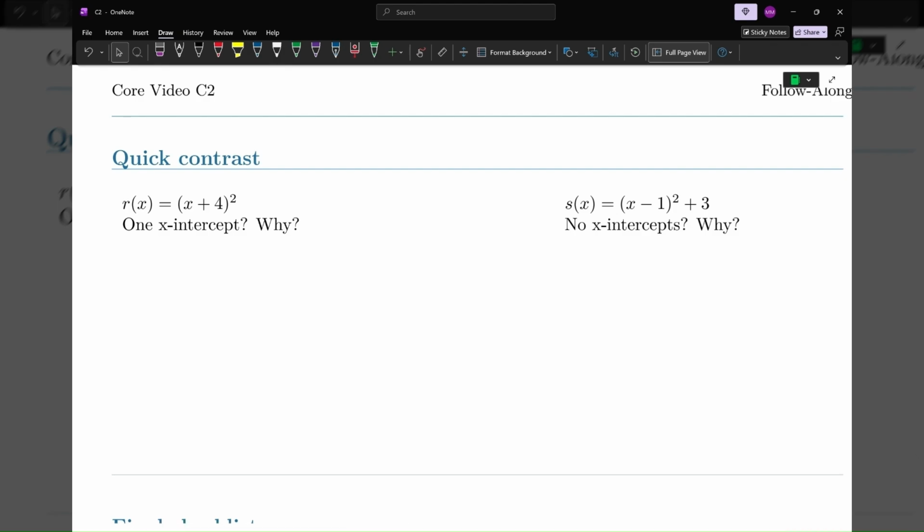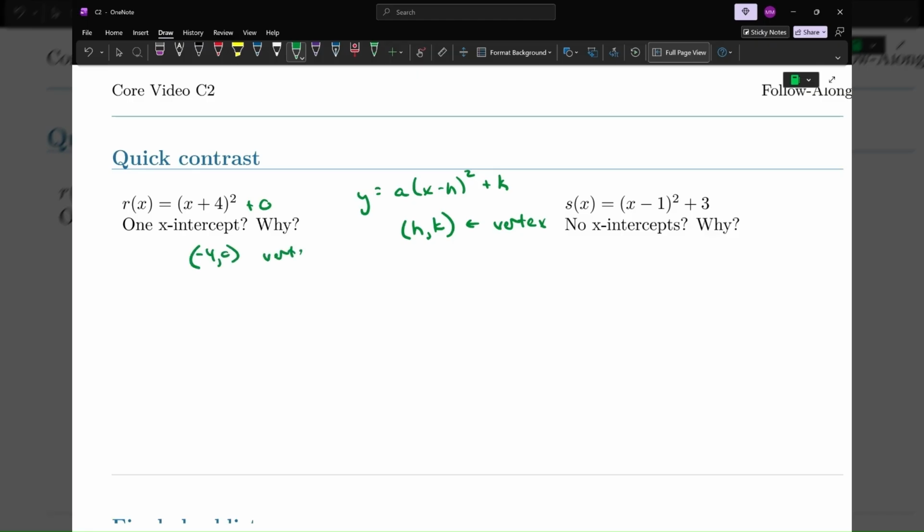Number of solutions. So just a reminder about quadratics. We have two ways to think about these. We know overall that vertex form tells us that y equals a(x minus h) squared plus k, and our vertex is (h, k). So if I think about r of x, why does it have one x-intercept? Well, it has one x-intercept because I have a 0 there, right? So my vertex is going to be (-4, 0). So (-4, 0) is the vertex.